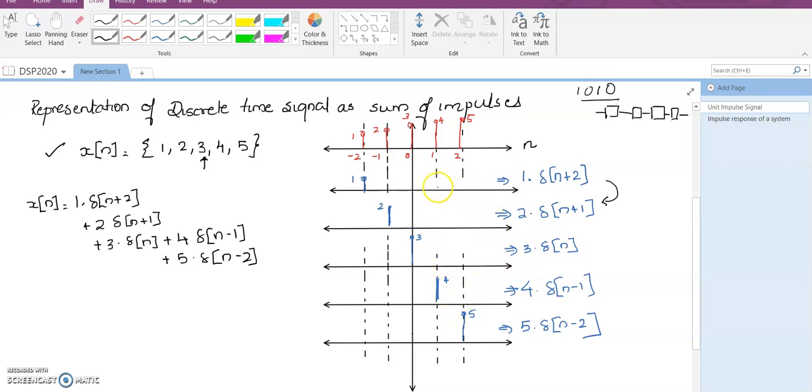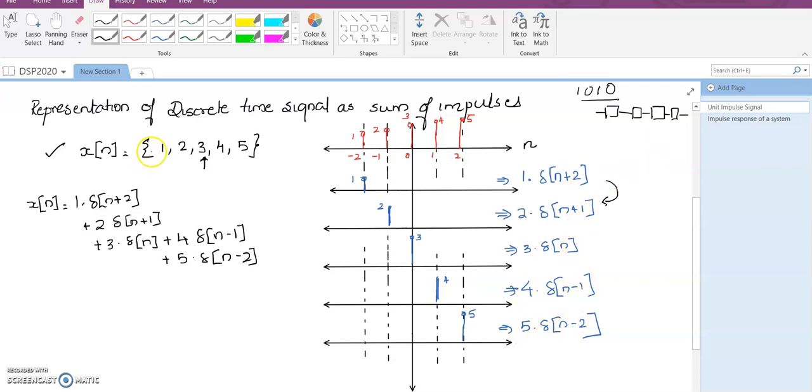So what I have done here is I have split up this graph into these 5 components, and I have identified each of these components. So this will be 1 dot del of n plus 2. This will be 2 dot del of n plus 1. This will be 3 dot del of n. This will be 4 dot del of n minus 1, and this will be 5 dot del of n minus 2.